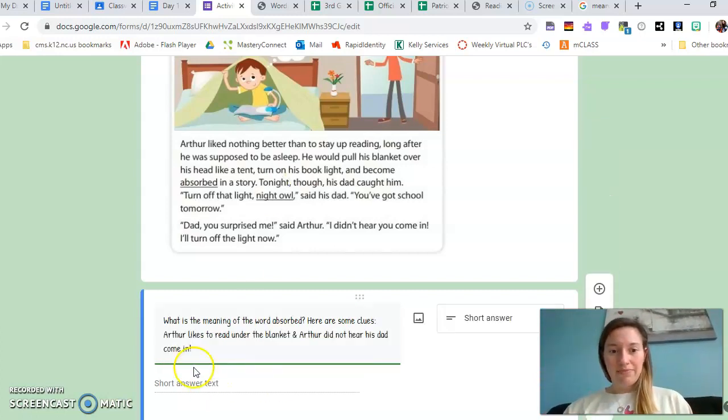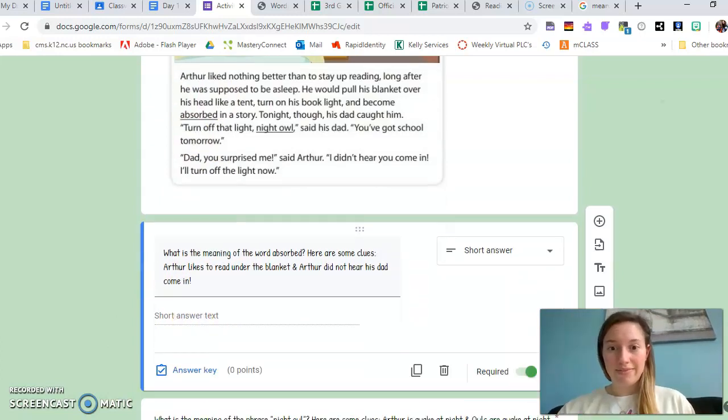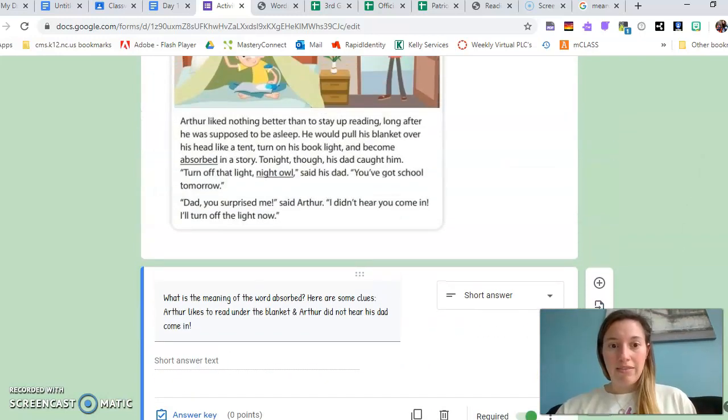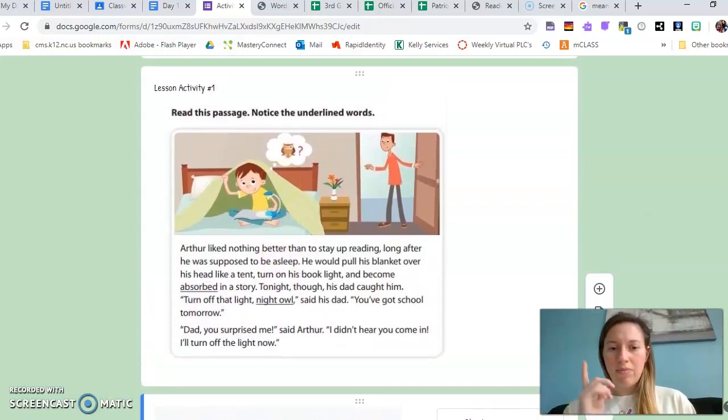So right here, where you're talking about the meaning of absorbed, thinking about those clues, you can write, what does absorbed mean? Then if you go on to the next one, now we've got to think about the meaning of the phrase night owl. So his dad said, turn off that light, night owl. So what are some clues? This one I might have to infer a little bit.